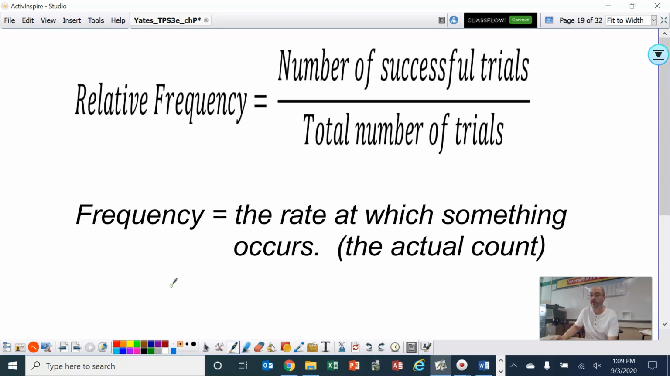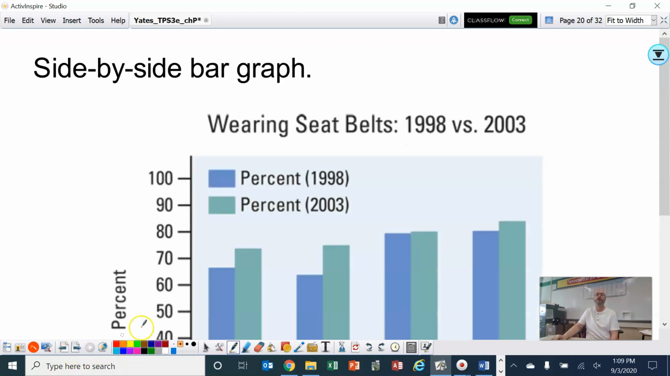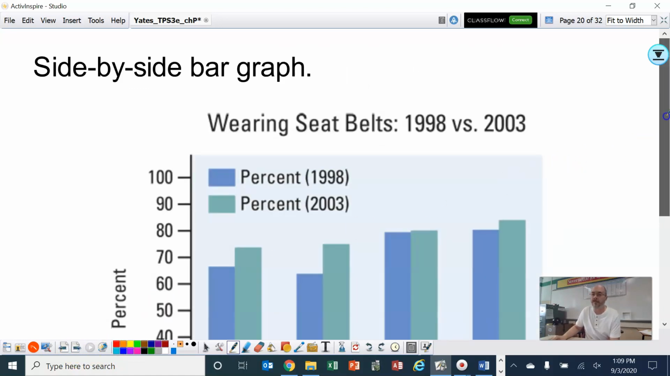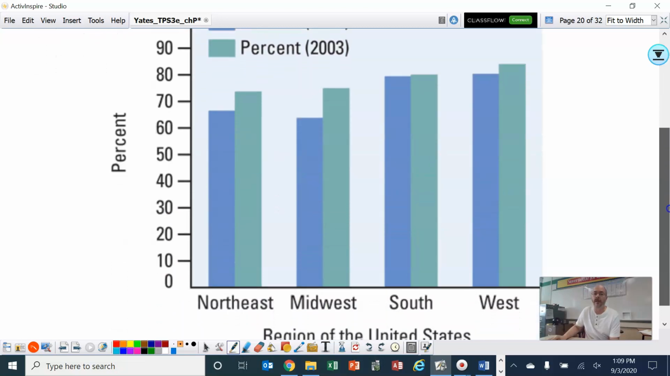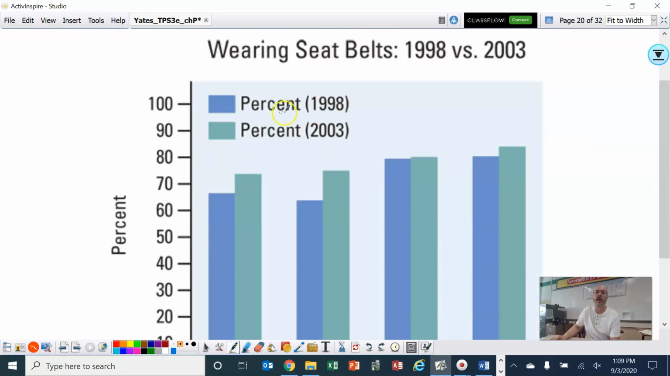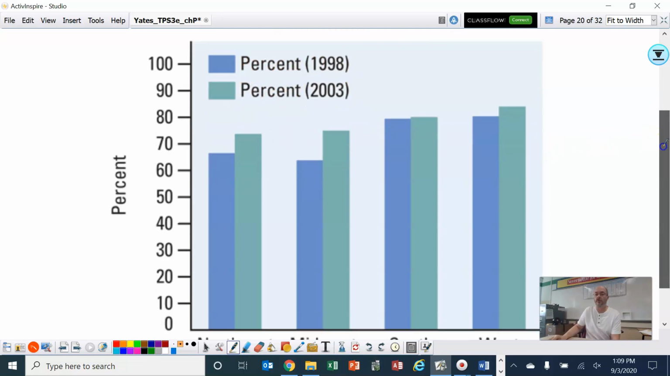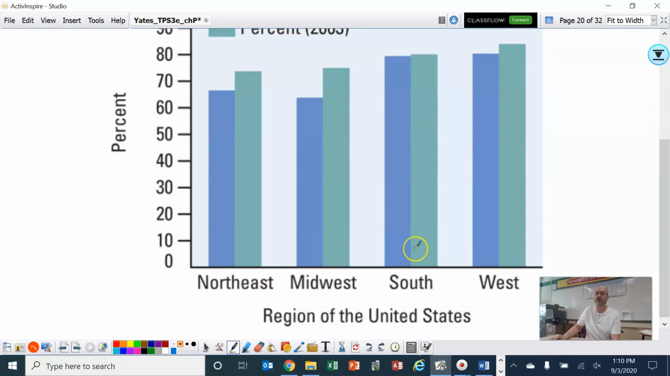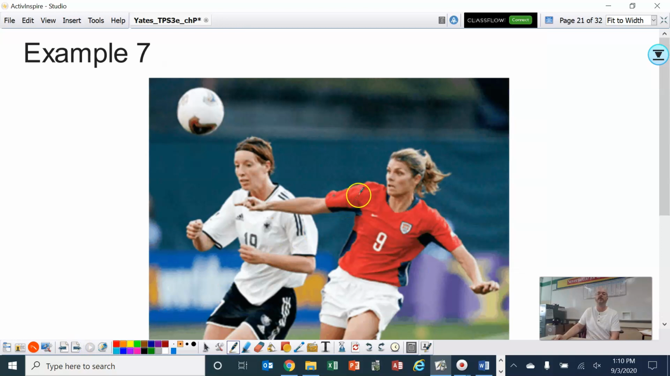So don't get relative frequency and frequency mixed up. Sometimes you might have a side-by-side bar graph. In this one we can compare. You can see that the blue was for wearing seatbelts, 1998 versus 2003. On the side we've got our percent. You can compare the seatbelt usage, and then the different regions in the United States. Again, this is in your book. You can look at that a little bit more in detail.